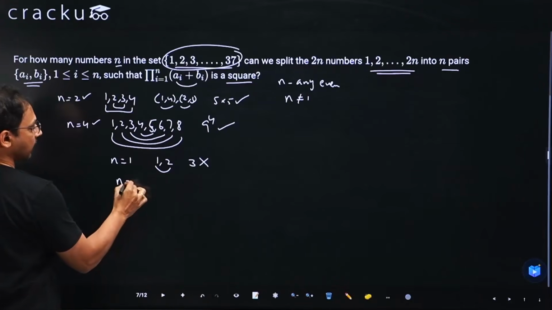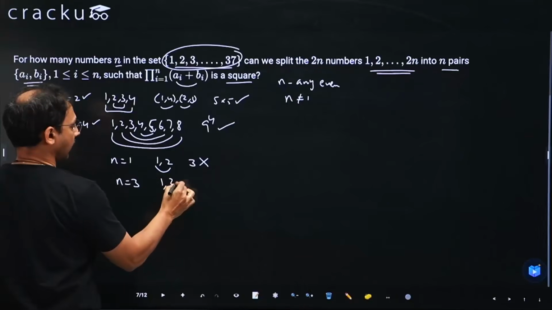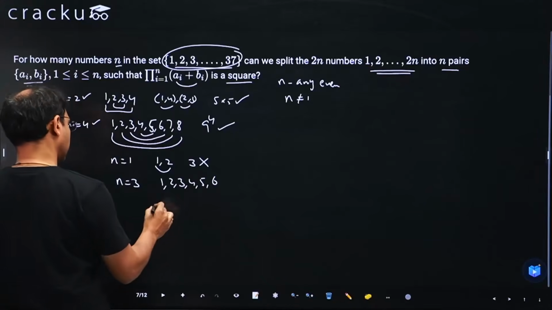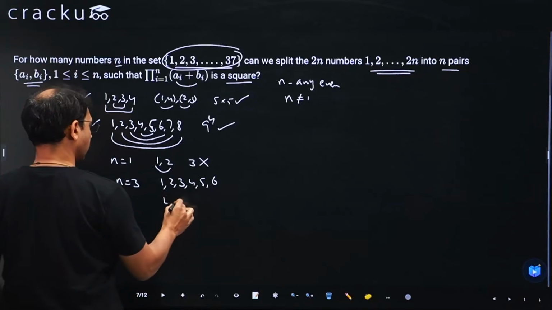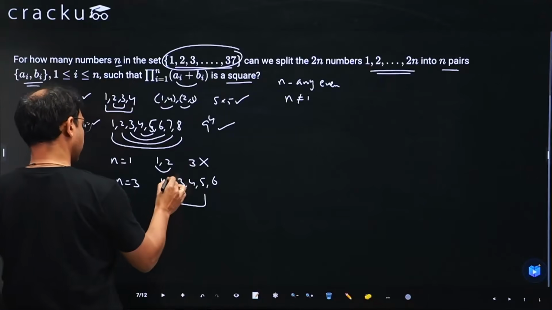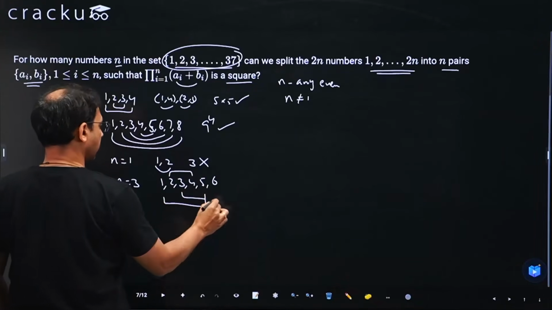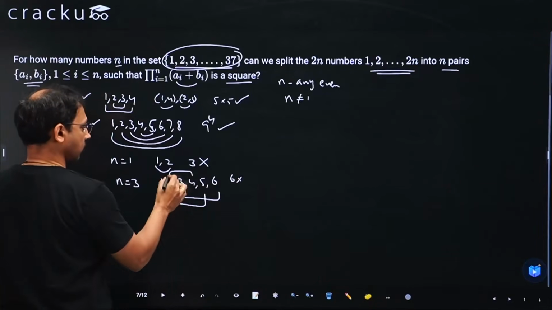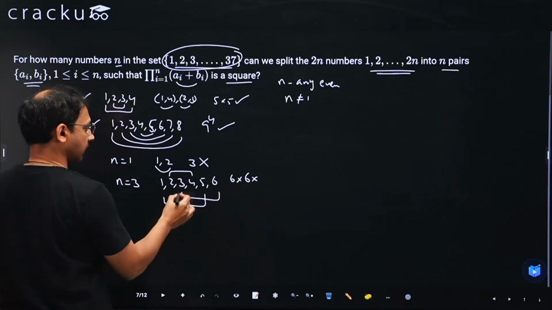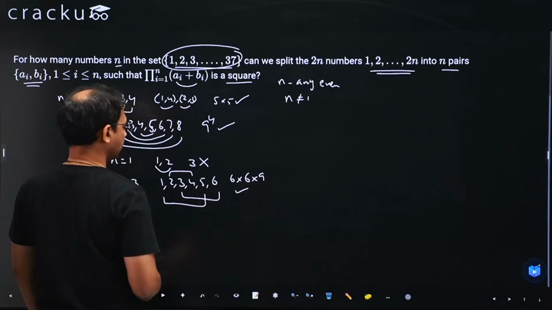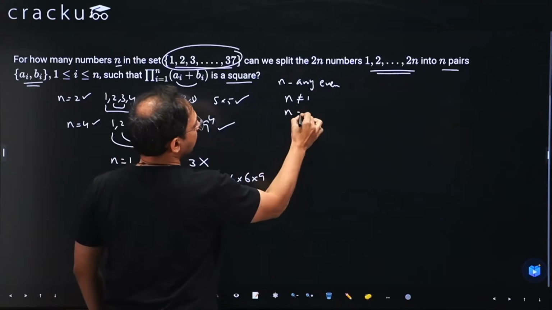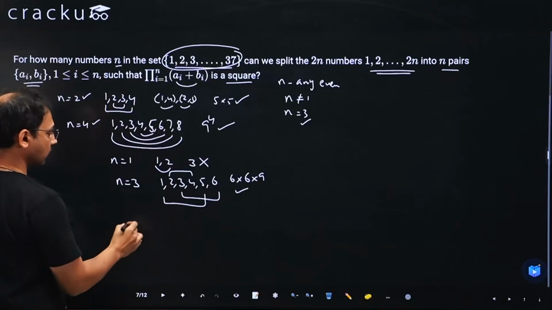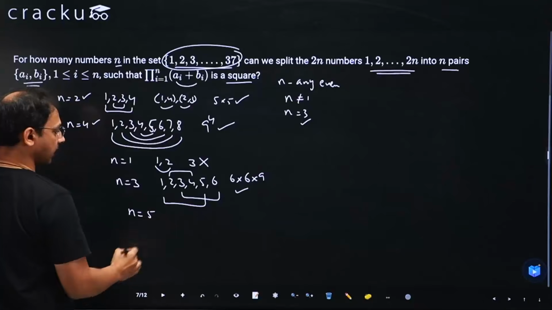Let's see what happens when I take n is equal to 3. I have 6 numbers. If we club these numbers like this, 1, 5, 2, 4, and then 3, 6. Let's see the pairs. 1 plus 5 is 6. 2 plus 4 is 6. I got a perfect square. And 3 plus 6 is 9, which is a perfect square. So n can be equal to 3. So using this particular structure, we can generate for higher odd numbers.